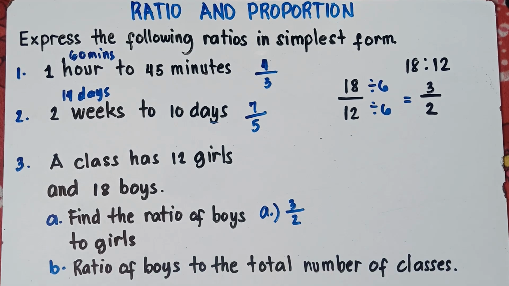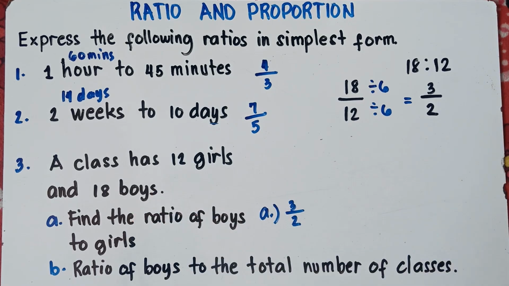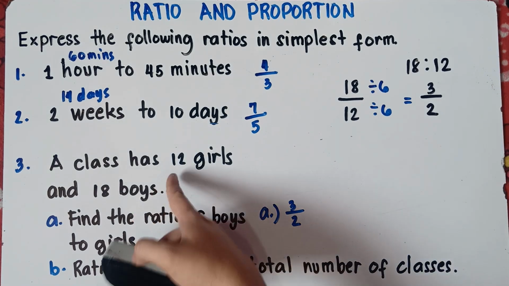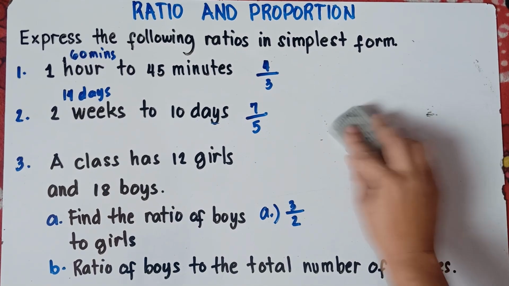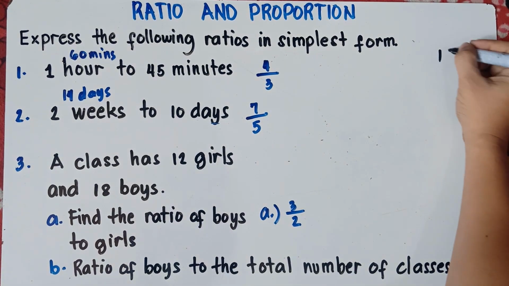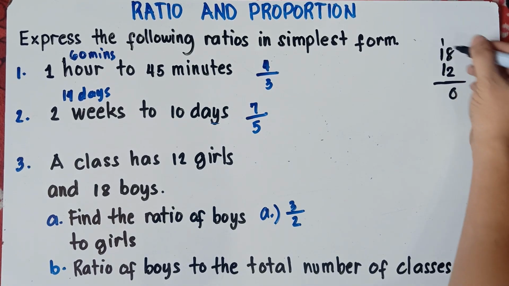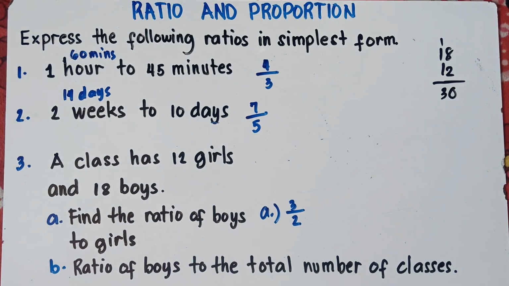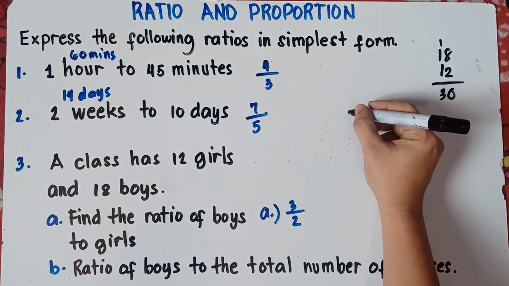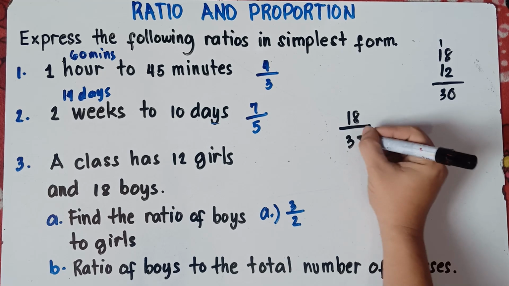Alright, how about letter B? The ratio of boys to the total number of class. So therefore, our boys is 18, and the total number of class, we need to add this up. So this will be 18 plus 12, I think this is 30. 2 plus 8 is 10, 0 carry 1, 30. So boys to the total number of class. Once again, class, always be careful with this one. The ratio of boys to the total number of class. So that would be 18 over 30.